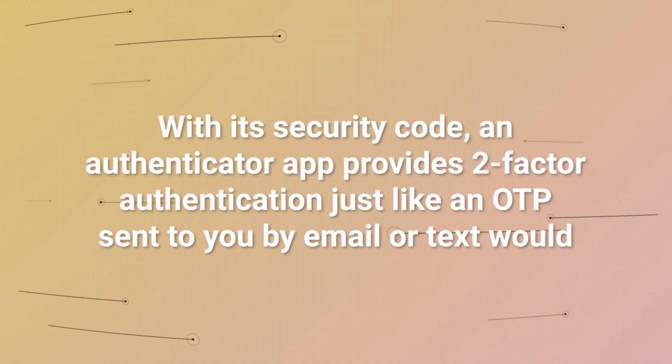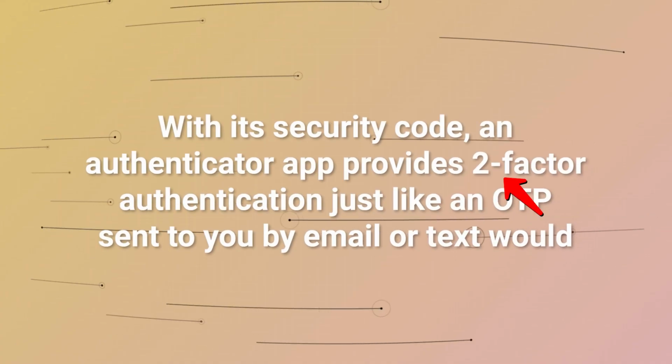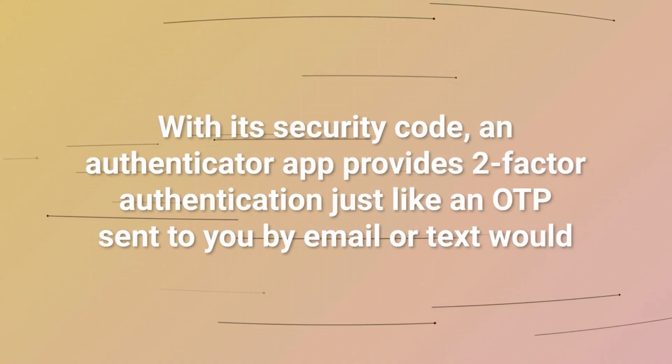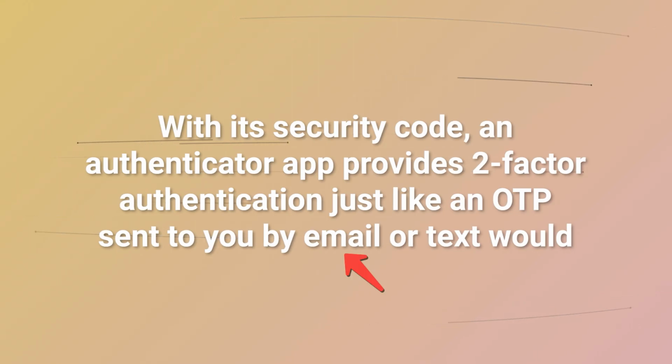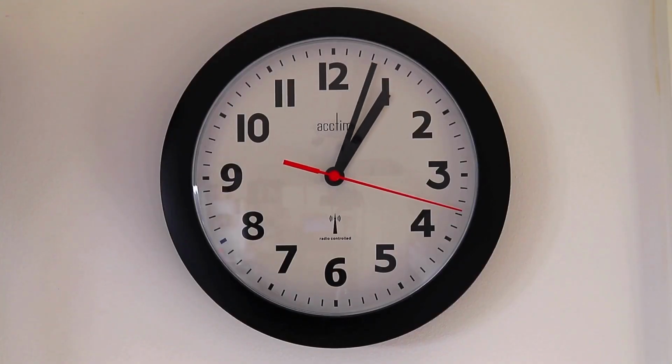With its security code, an authenticator app provides two-factor authentication just like an OTP sent to you by email or text would, which adds an extra layer of security. And the authenticator app's security code will be different every time, because each one only remains valid for a set period of time, which is usually 30 to 60 seconds. Authenticator apps are a little different though.